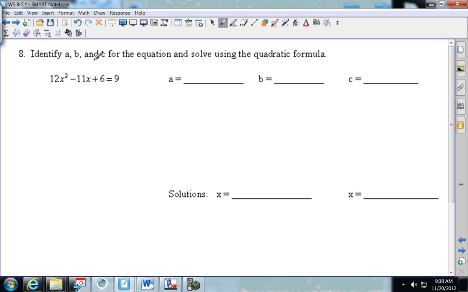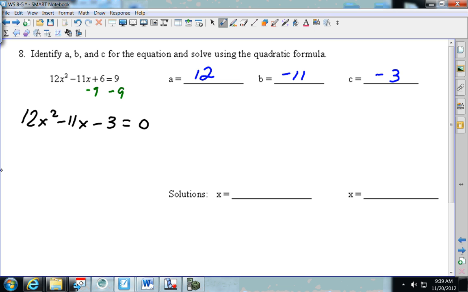it says identify A, B, and C for the equation and solve using quadratic formula. Be very careful because what's the problem? Why can I not do A, B, and C just from this? It's not in standard form. I have to move this 9 to the other side. So I have to subtract 9 from each side. I get 12x squared minus 11x minus 3 equals 0. Now that it equals 0, now I can do it. A is 12, B is -11, and C is -3.